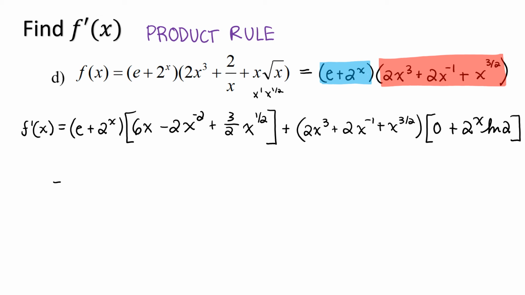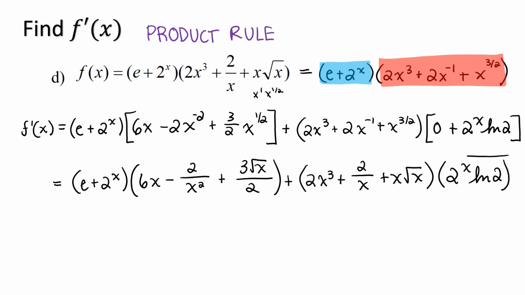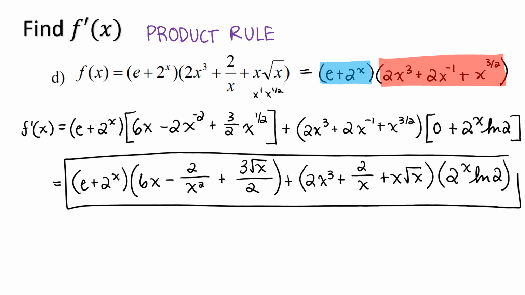And now we need to just simplify this and rewrite any of our negative exponents. So we have e plus 2 to the x times 6x minus 2 over x squared plus 3 square root of x over 2, plus 2x cubed plus 2 over x plus x root x times 2 to the x natural log of 2. And that is the derivative f prime of x for our function.